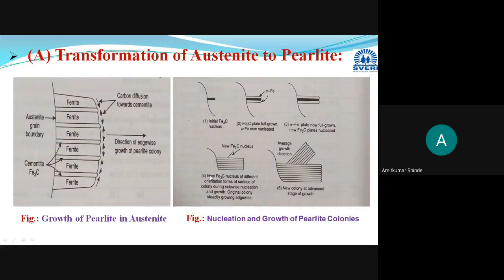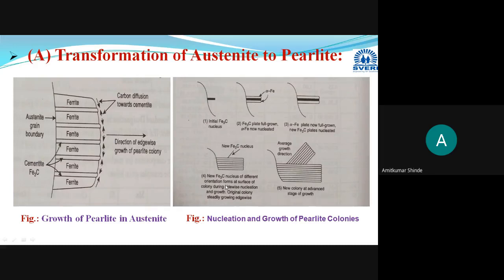In this way, the formation of the pearlite will take place. First, nucleation will occur, and after that, nucleation of cementite will occur, and after that, its growth will take place. Which points do you have to remember here? The slow cooling rate, then how it starts with the diffusion of the carbon and with the nucleation of the cementite. In this way, we are getting the pearlite here.